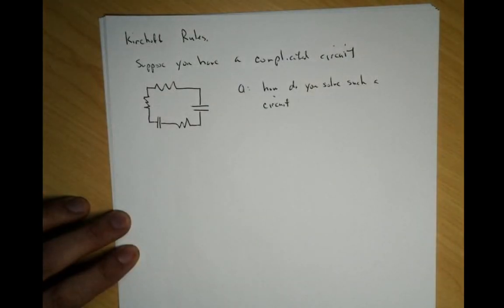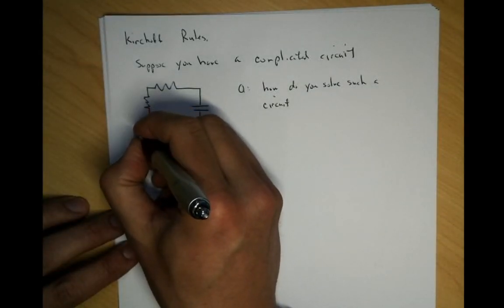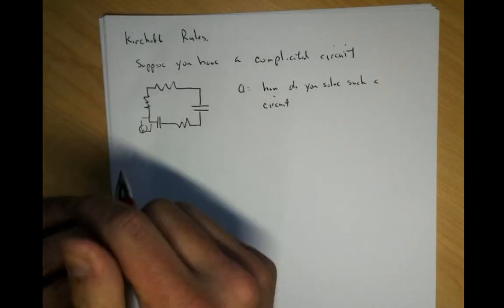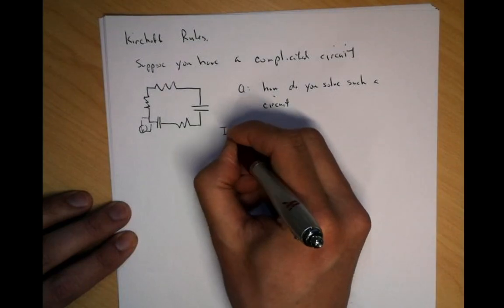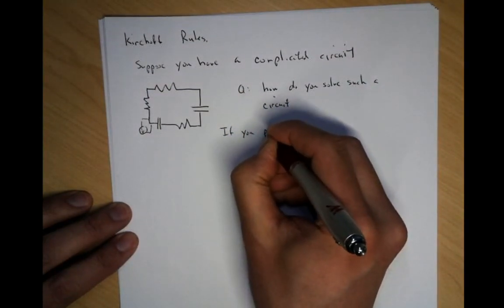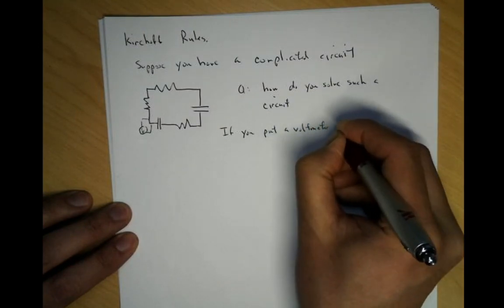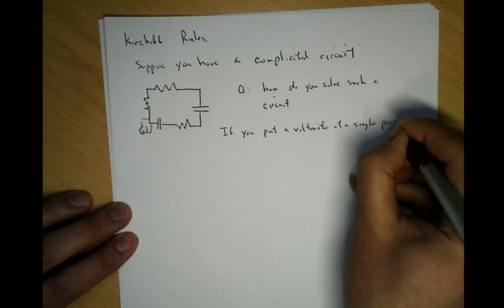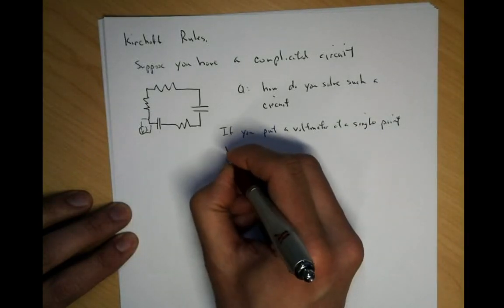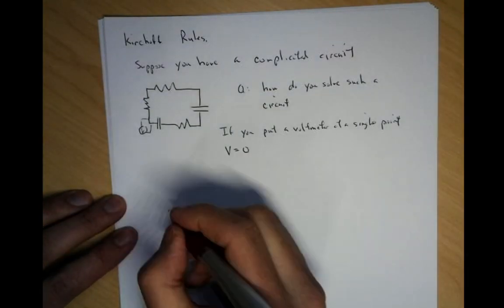Now, we're going to start with one thing here. Let's imagine I put a voltmeter in this little corner here. If you put a voltmeter at a single point, you're going to measure the voltage, and that's going to exactly give you 0. There's nothing in between, right? So the voltmeter has to read 0.